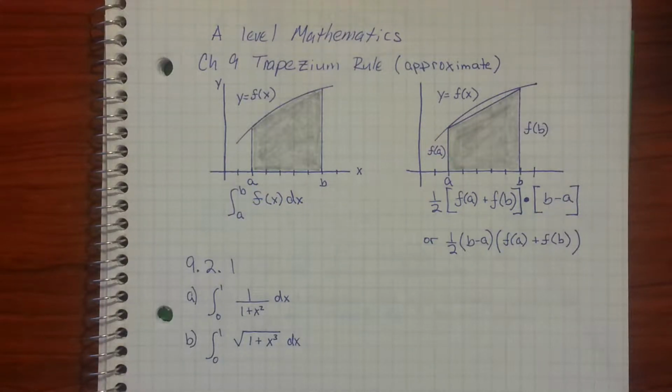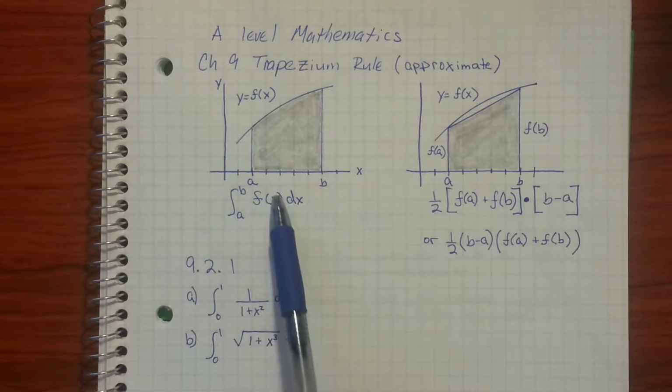This is A-level mathematics, chapter 9, Trapezium Rule. When we're doing the Trapezium Rule, we're approximating the area under a curve in between 2 points. So what we're doing here, here is one example.